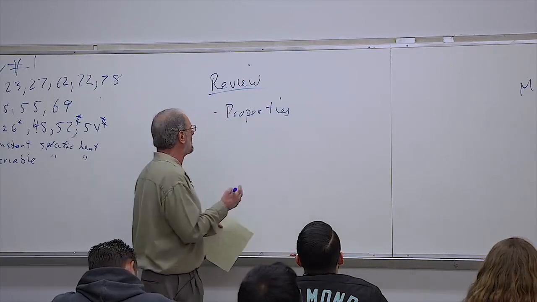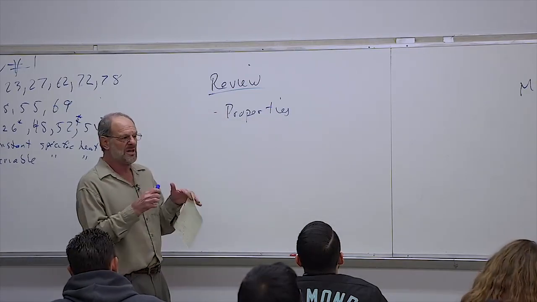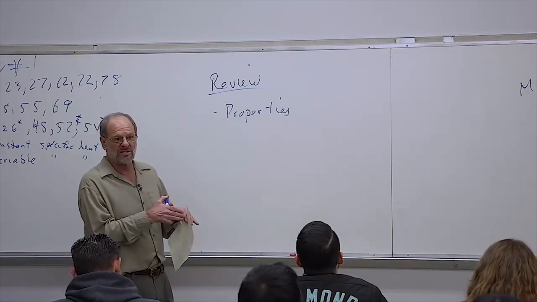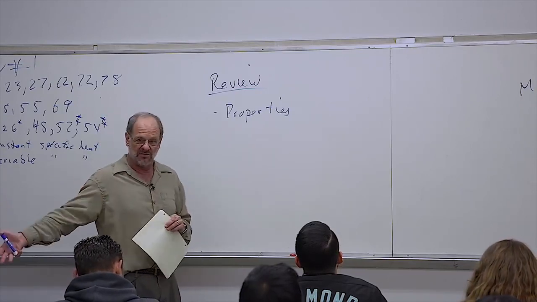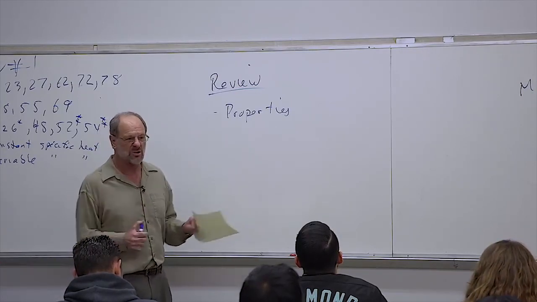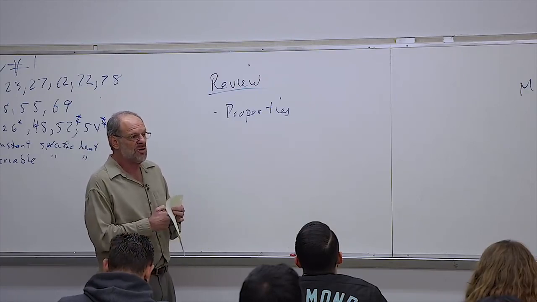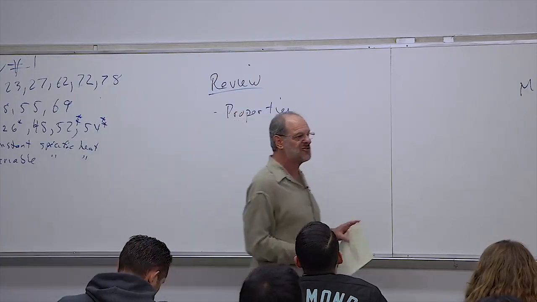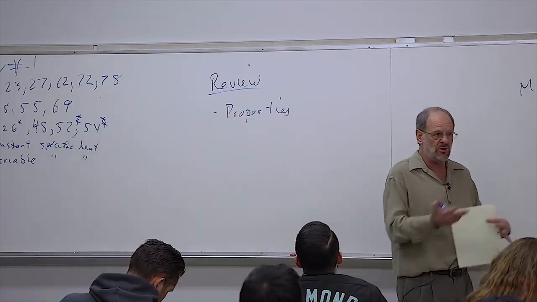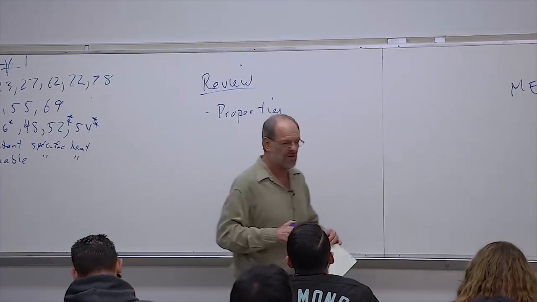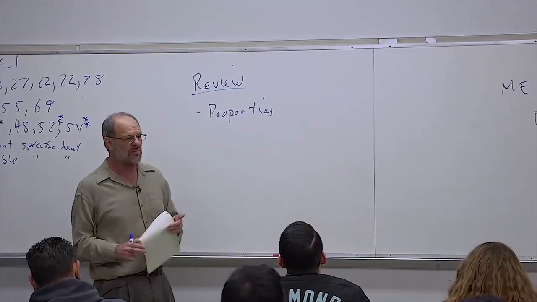So when we talk about properties, sometimes we need to use the measurable properties so that we can find the value of the not measurable properties. And that's why we have all these thermodynamic property tables, right? You need enthalpy, you need internal energy, you need entropy. You can't measure them, so you use pressure, temperature, specific volume data to get those other properties, right?